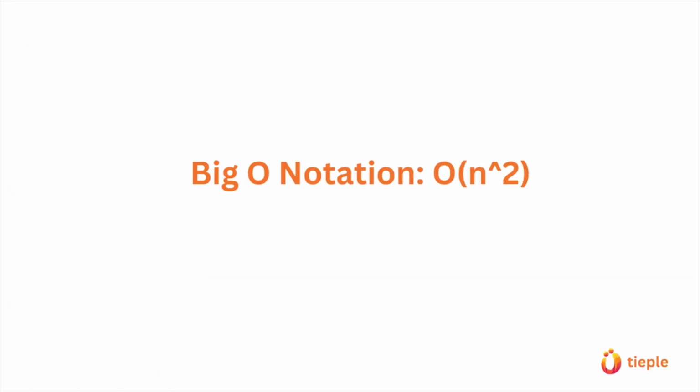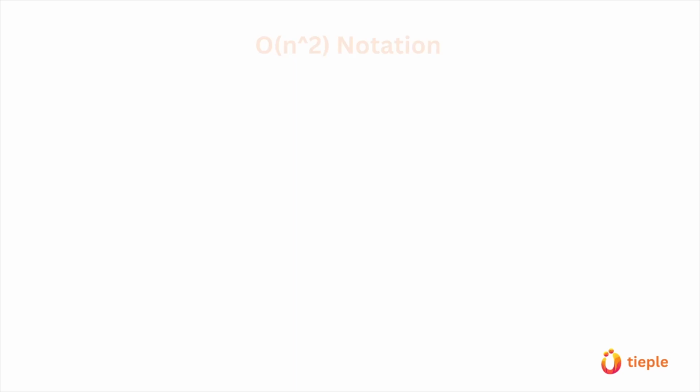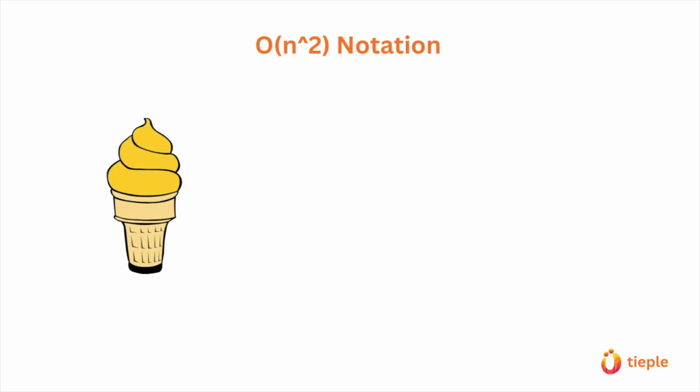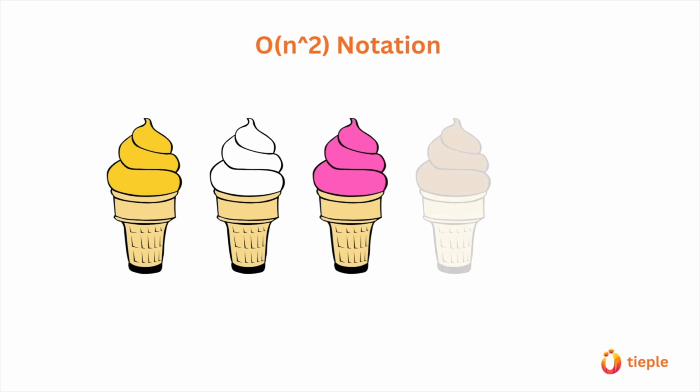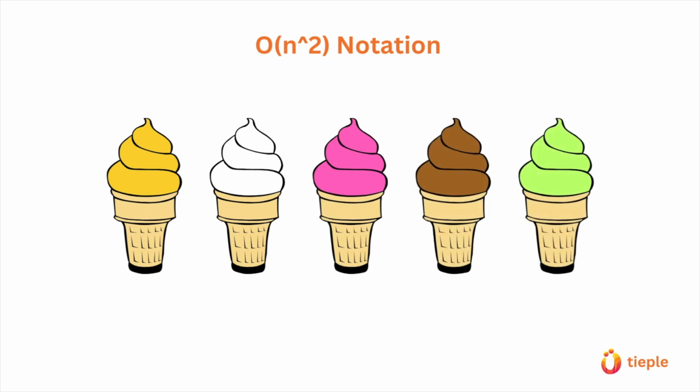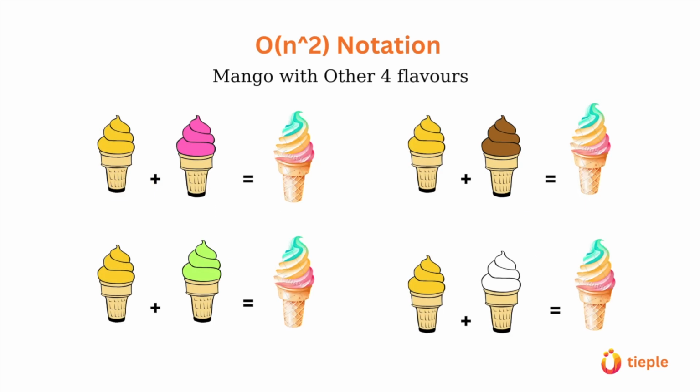Let's dive into our next big O notation with a yummy example. Imagine you have 5 flavors of ice cream: mango, vanilla, strawberry, chocolate and butterscotch. If you want to taste every possible combination of 2 flavors, it's like a little operation inside an operation. You taste mango with each of the other 4 flavors, then taste vanilla with the 4 others and so on.